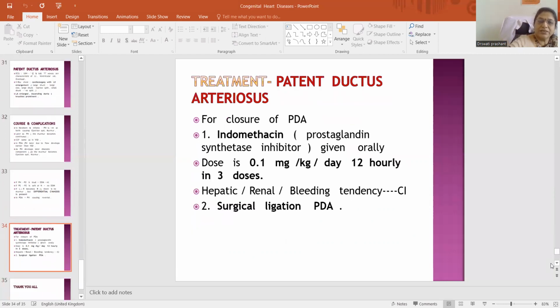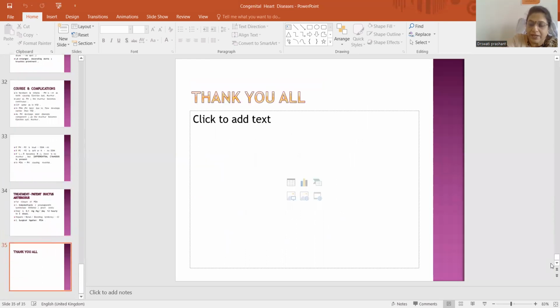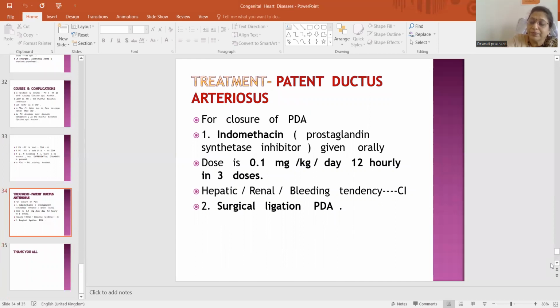Treatment of patent ductus arteriosus: we have to close the PDA. For closure, we can give indomethacin, but nowadays we prefer giving ibuprofen because indomethacin is toxic. Surgical ligation also can be done. And if we want to keep the ductus patent for some other reason, if it is a ductus dependent lesion, then we have to give a prostaglandin infusion to keep the ductus open.